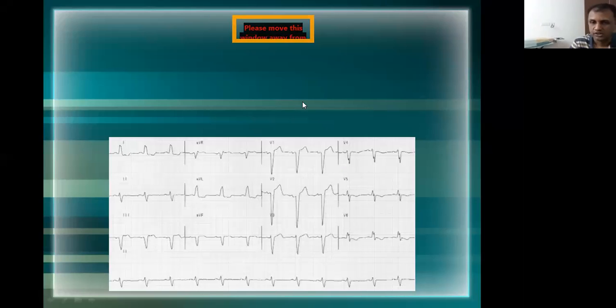Okay, coming back to this ECG. Do you all think this patient is having an acute MI or is it just a normal variant?